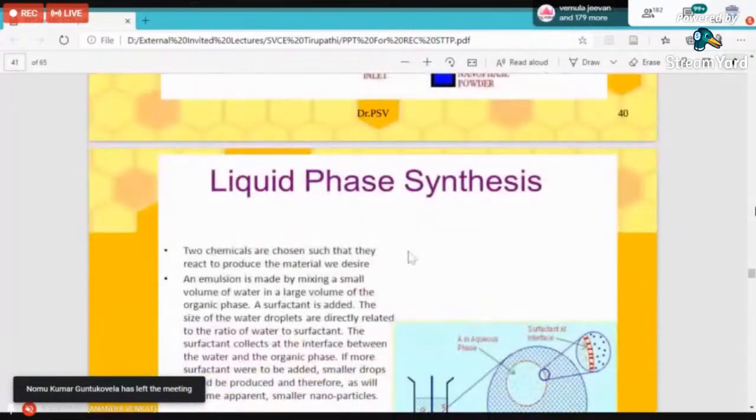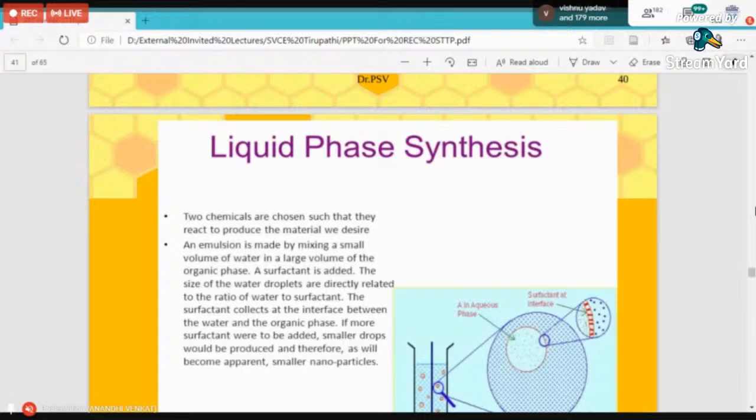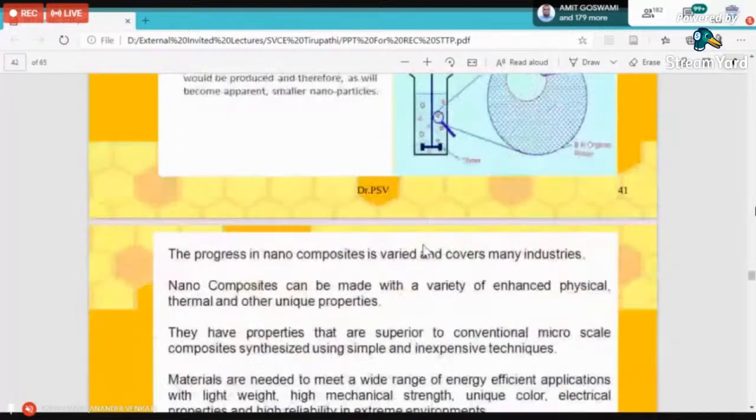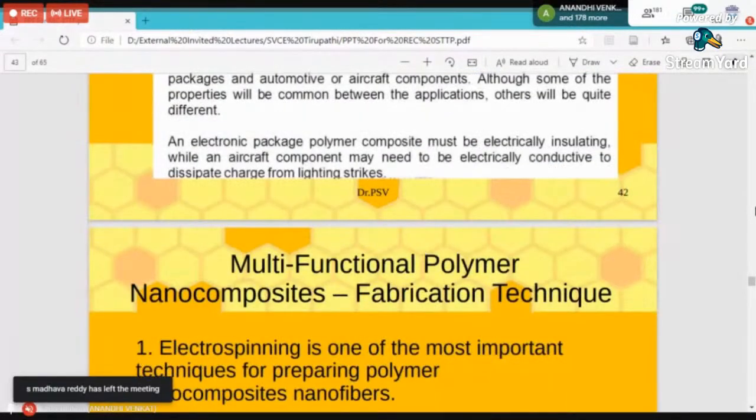Now another one is liquid phase synthesis. So this is also one of the techniques to make nanocomposites. It has wide applications. It is easy and so on.